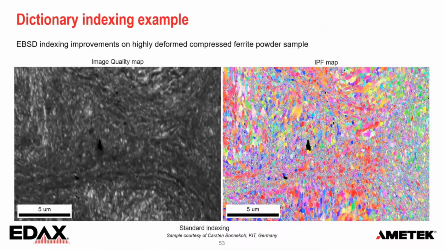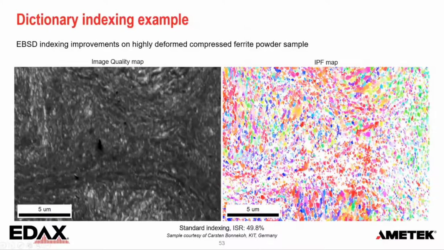And just to illustrate that, I have here a very highly deformed compressed ferrite sample. So very fine grains. You can see the scale bar, image quality map where it's black. The patterns are very, very poor. And the indexing here on the right is actually not too bad. We have a lot of grains visible, also a lot of noise. So when I apply a CI filter, so confidence index below 0.1, I hide, then we can see that the indexing success rate is around 50%.